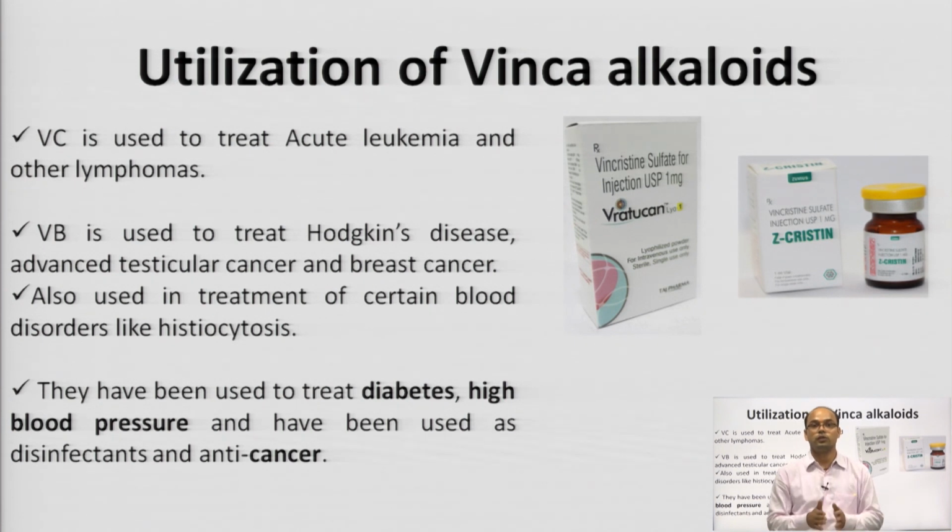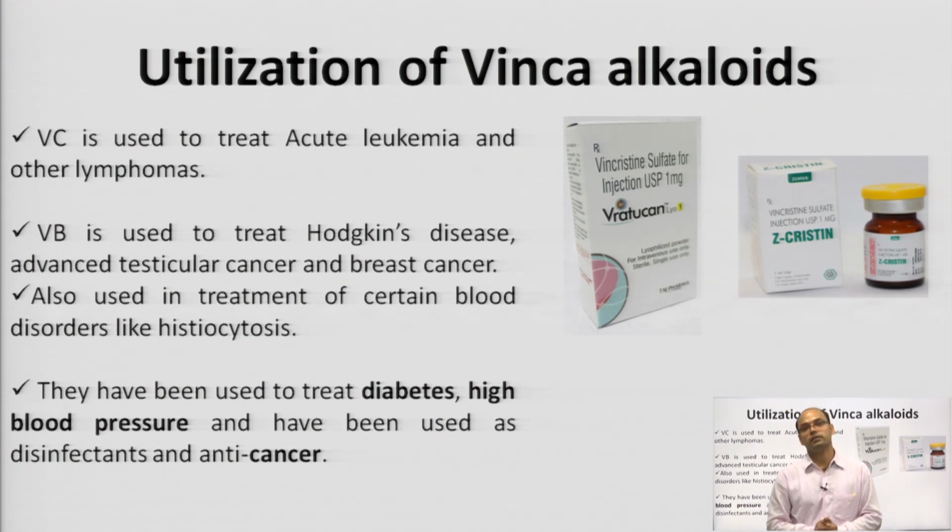Finally, we should know about the uses of the Vinca alkaloids we are going to isolate. Vinca is a potent anti-cancer drug, and especially vincristine is used to treat acute leukemia and other types of lymphomas. Whereas vinblastine is used to treat diseases like Hodgkin's disease, advanced testicular cancer, and it is also used in the treatment of breast cancer. It is a drug of choice for treatment of breast cancer in advanced stages.